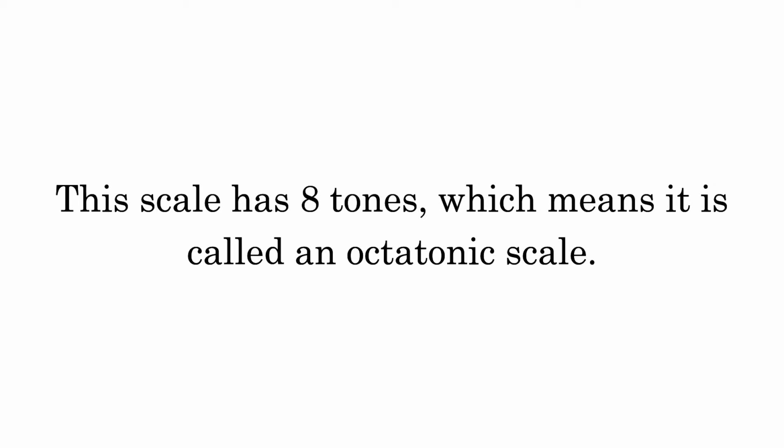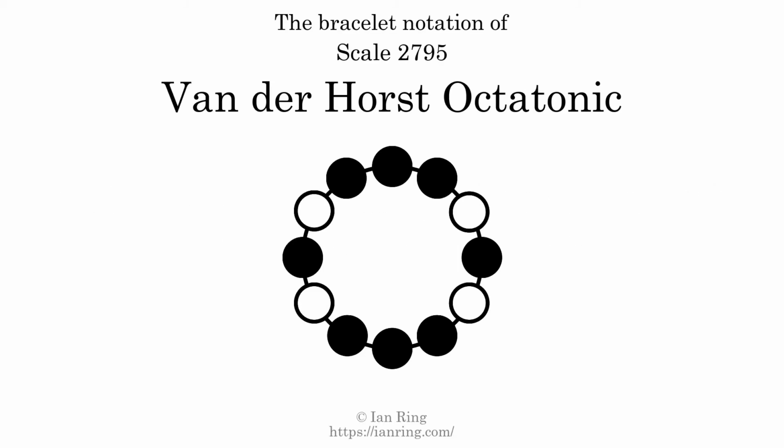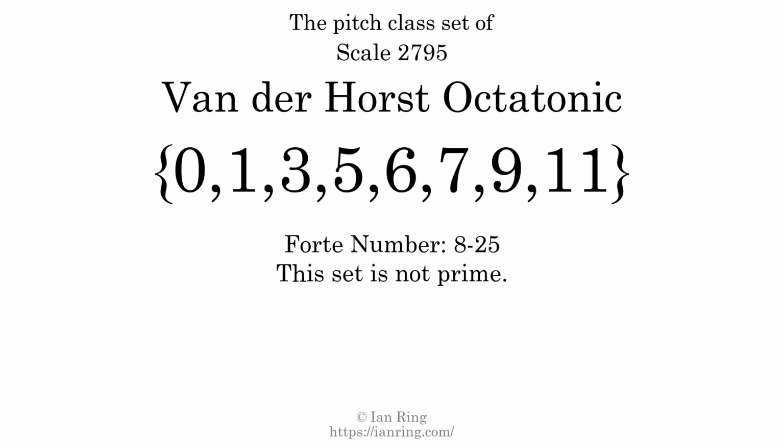This scale has 8 tones, which means it is called an octatonic scale. This is a bracelet notation diagram of scale 2795. The shaded circles represent tones that appear in the scale, and they are read clockwise, starting at the top. The pitch class set for this scale is 0, 1, 3, 5, 6, 7, 9, 11.